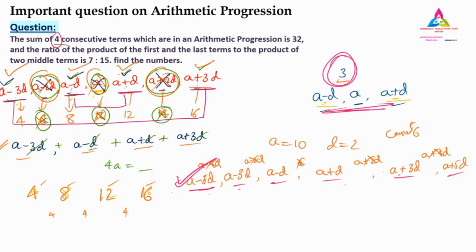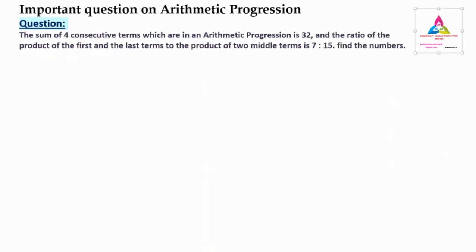Understood? This is all the introduction on how to take the 4 terms. Now we have to take 4 consecutive terms. In exams, maximum they will ask for 4 consecutive terms. You have to remember a minus 3d, a minus d, a plus d, a plus 3d. That's all, and the next calculation is easier. So how to do that, I will solve now. Now we will move on to the question for the solution.